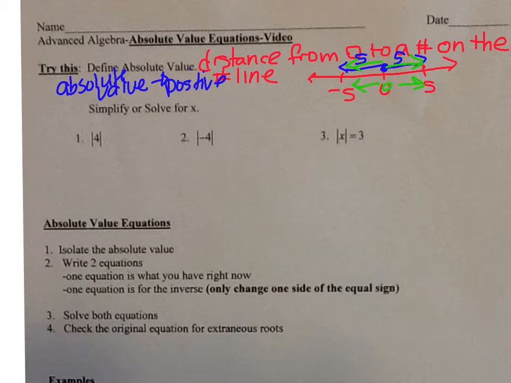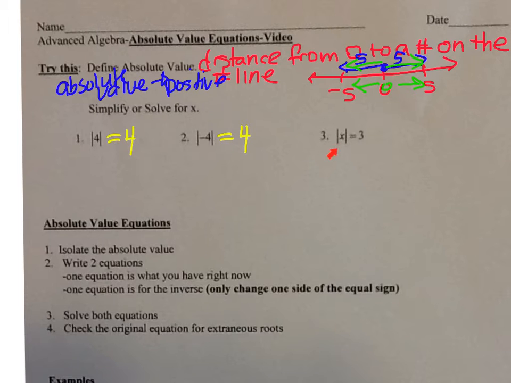All right, so let's take a look at number 1 here. It says, what's the absolute value of 4? Which means, how far is 4 from 0 on the number line? It is 4 units from 0. How far is negative 4 from 0 on the number line? Negative 4 is 4 units from 0 on the number line.